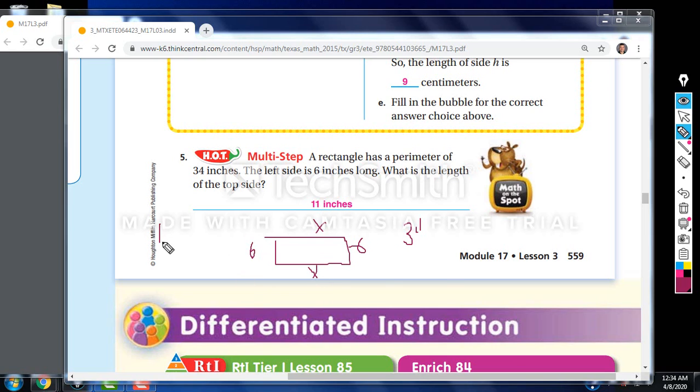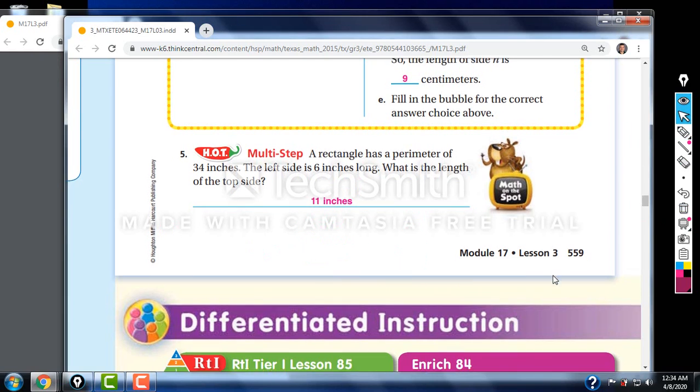So what do I do? I add these two, 12. Subtract it from 34. That's 22. But don't forget, I have 2 sides, so I divide it by 2, and my answer is 11. Very simple. Good job.